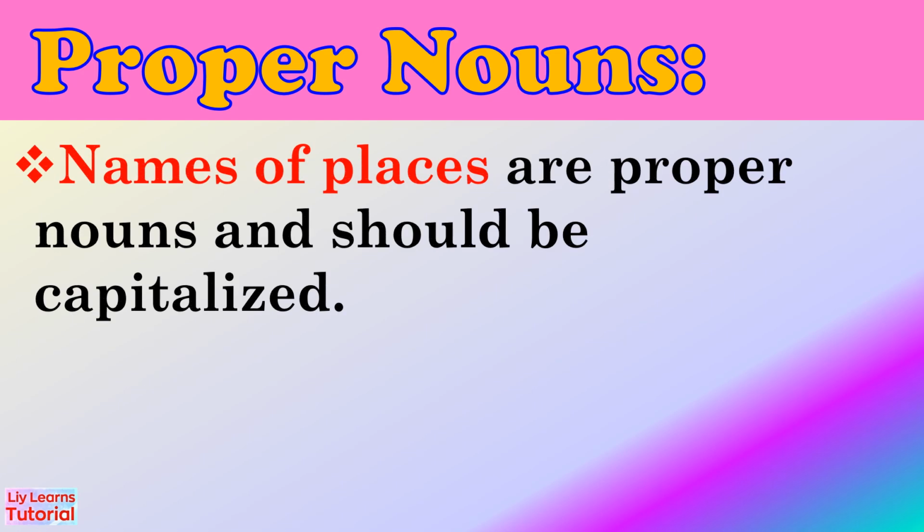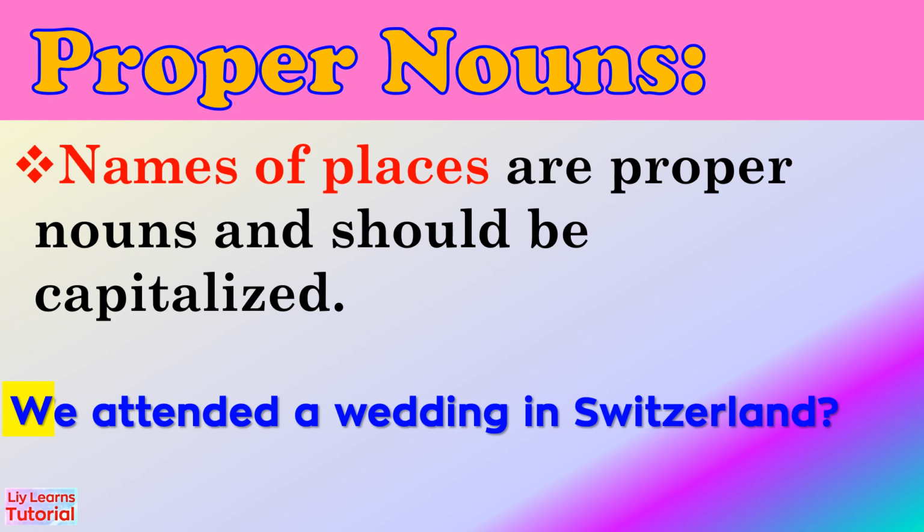Names of places are proper nouns and should be capitalized. For example, we attended a wedding in Switzerland. Beginning letter W is capitalized, and S for Switzerland because it's a name of a country.